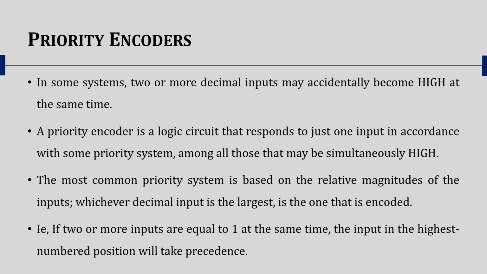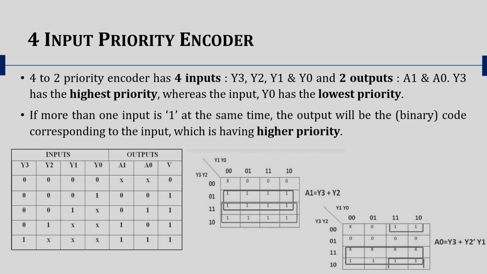The most common priority system is based on the relative magnitudes of the inputs. Whichever decimal input is the largest is the one that is encoded. That is, if 2 or more inputs are equal to 1 at the same time, the input in the highest numbered position will take precedence. The input in the highest numbered position will have high priority.